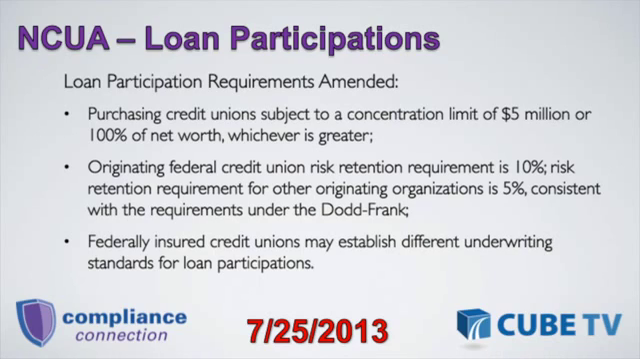The final rule also includes a concentration limit on the aggregate amount of loan participations that may be purchased from any one originating lender, not to exceed the greater of $5 million or 100% of net worth. Another limit on the aggregate amount of loan participation purchases with respect to a single borrower or group of associated borrowers, which is not to exceed 15% of the credit union's net worth. Both of these limits can be waived by the NCUA with proper approval.